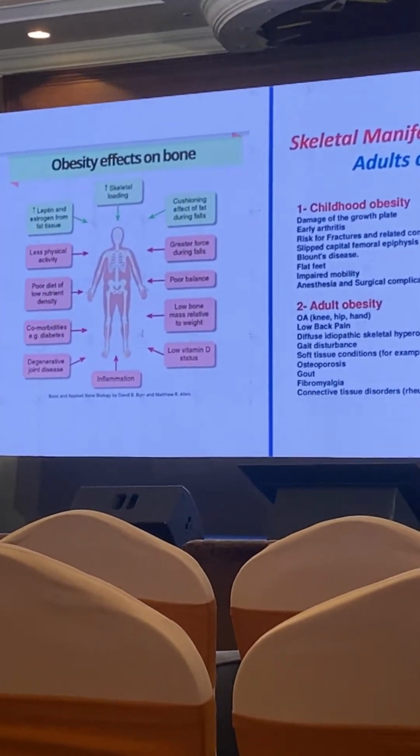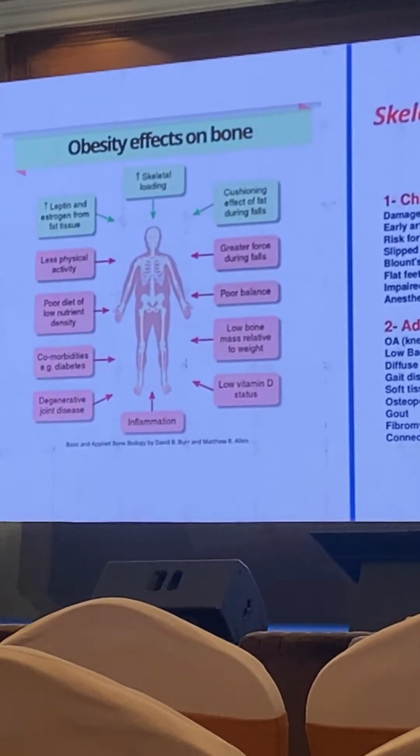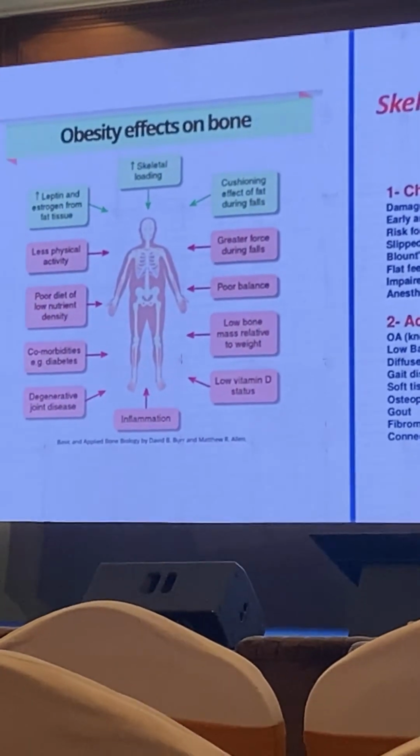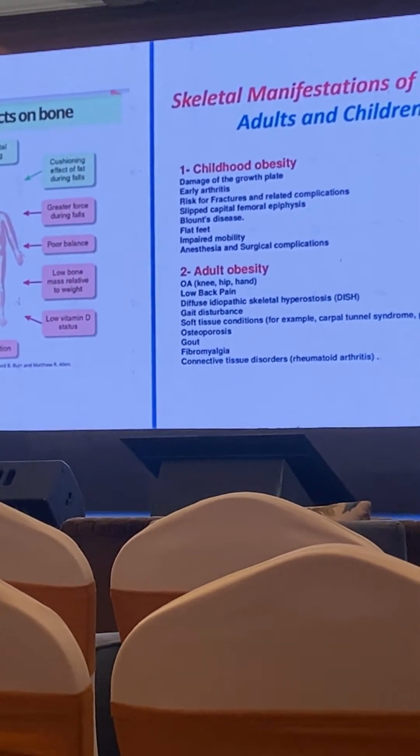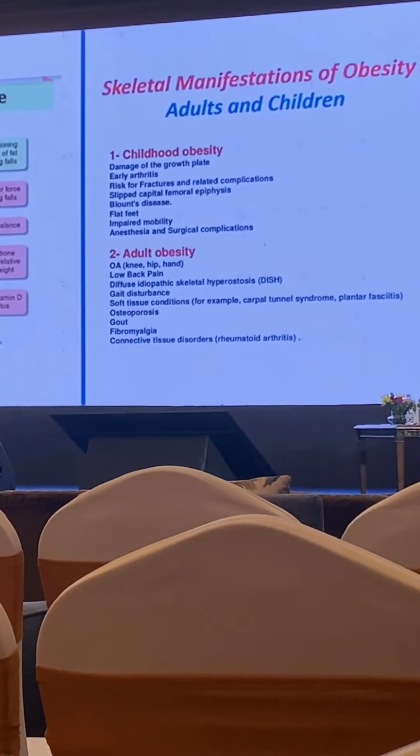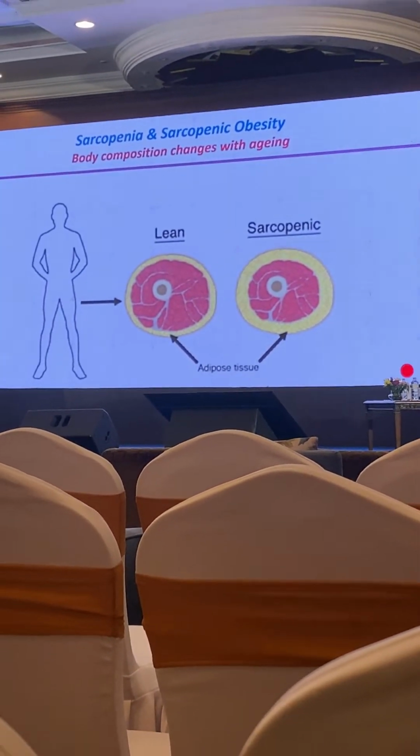Impaired mobility. In adult life, this causes osteoarthritis, especially of the knee and hip, and also low back pain that is mechanical. There is also DISH, diffuse idiopathic skeletal hyperostosis, and also gait disturbance and even a tendency to fall. So tell me something about sarcopenia.